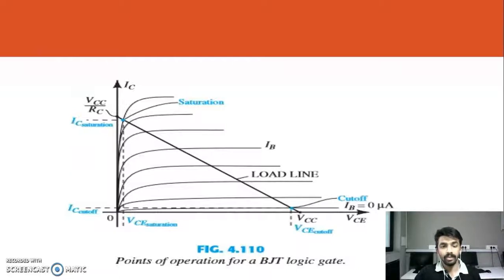This is the graph of this. The region where the current is maximum is called the saturation region. The region where the voltage is maximum is called the cutoff region.